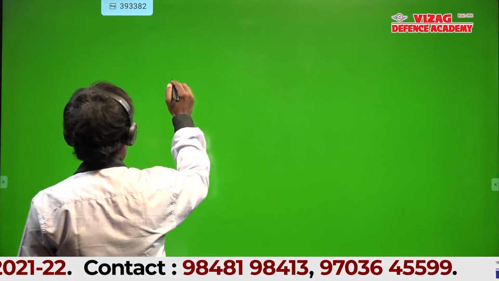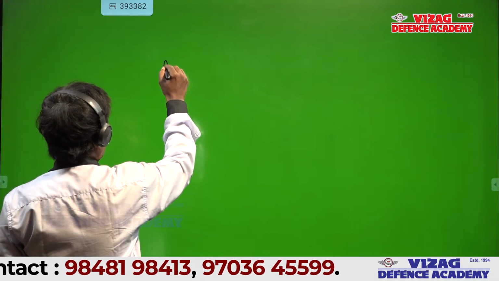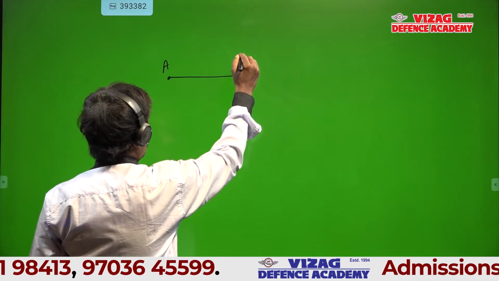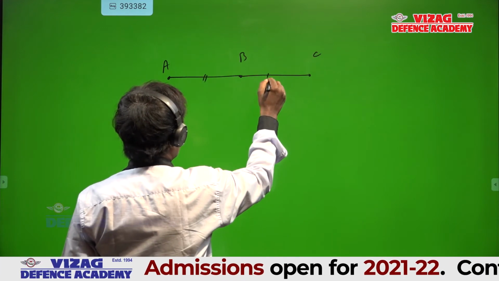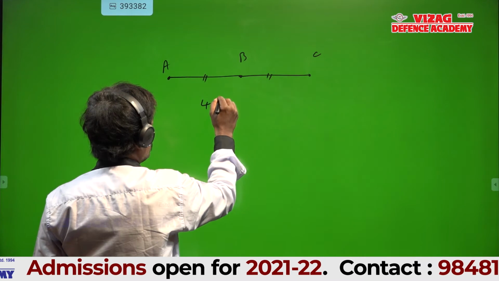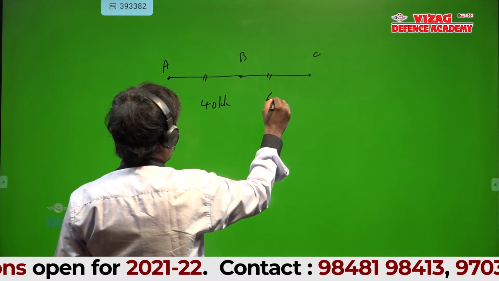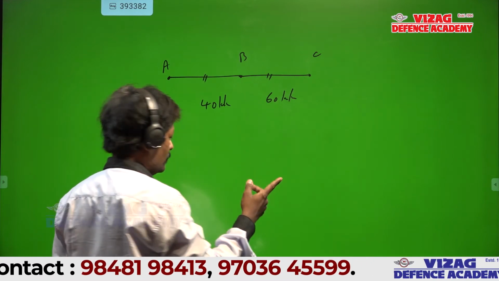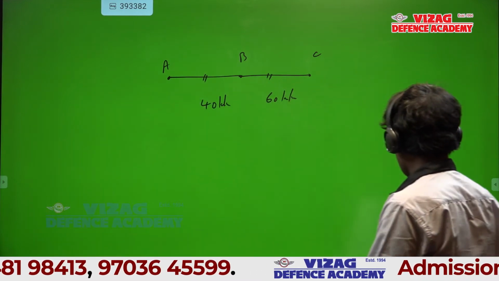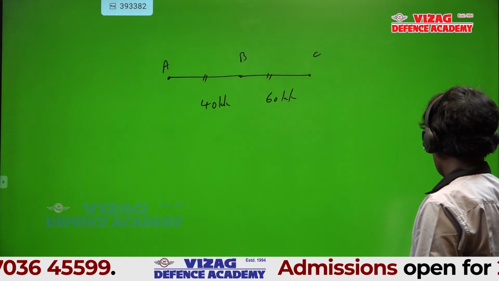Suppose a car moves from A to B, then B to C, at 40 kilometers per hour and 60 kilometers per hour. Or what did I give first, 60 or 40? On the previous slide, what did I give first?